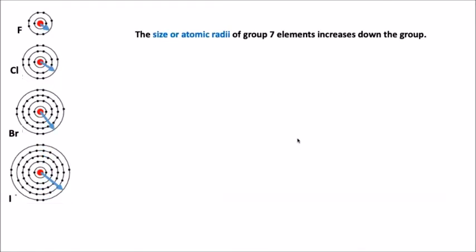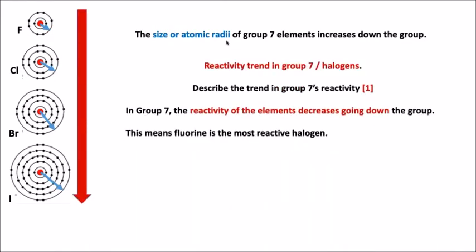Let's take a look at another thing. Again, I've used the same blue arrows here to indicate the size or atomic radii of group 7 elements. I brought this up with the arrow telling you that the reactivity decreases as you go down the group. So the examiner normally asks, describe the trend in group 7's reactivity, and the examiner will put 1 mark. You need to just talk about the trend. The trend means you just write down: in group 7, the reactivity of the elements decreases going down the group.